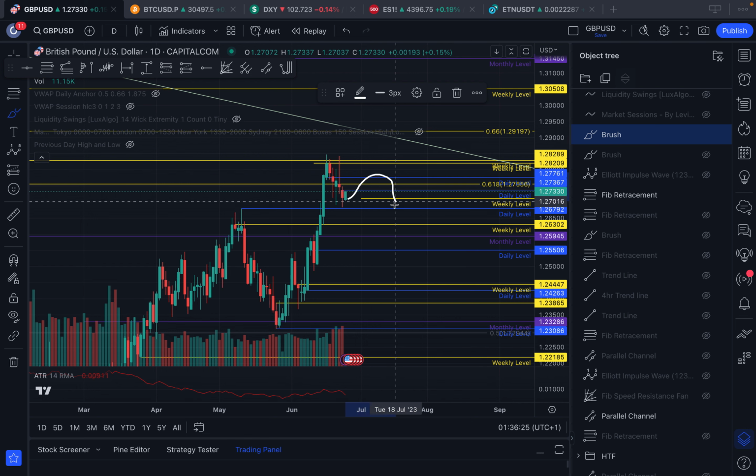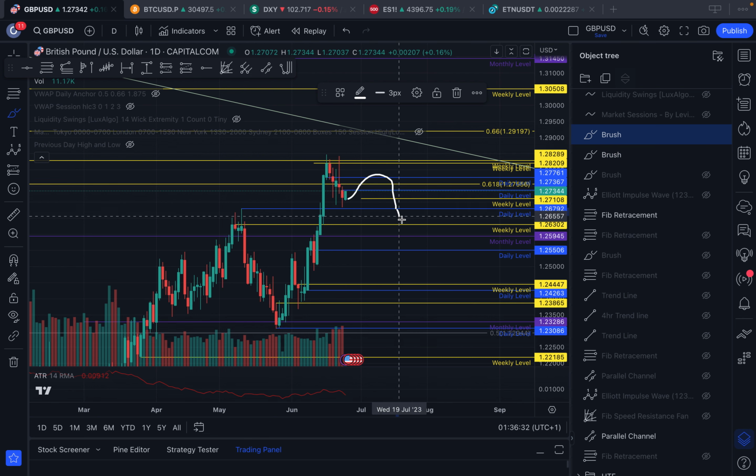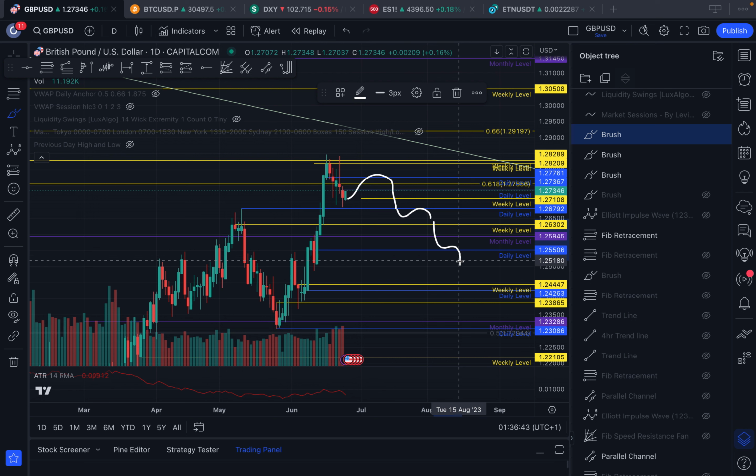So I think if we go below this daily here at 1.26792, and then sort of do something like that, retest it, and head back down, then I think we're back into this zone. And then we potentially should come all the way down here, really, something like this, at least to this weekly level. Do you have a monthly here?